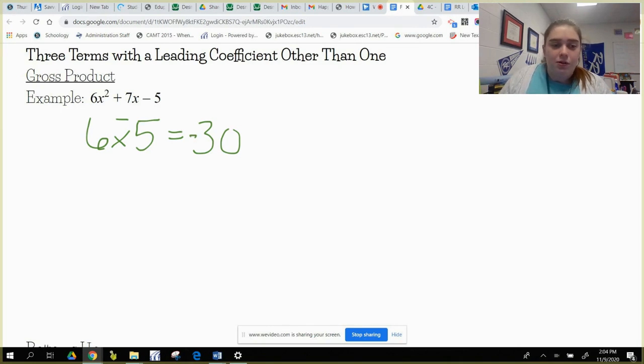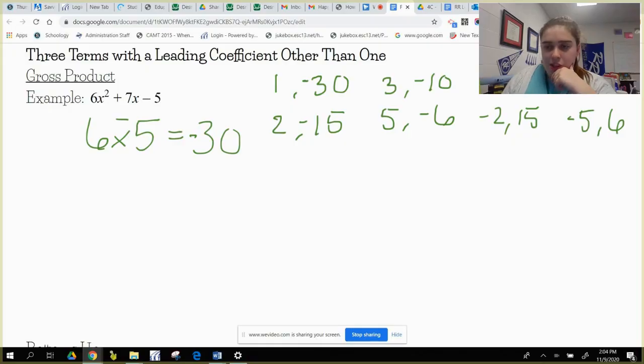Okay, so what we're going to do next is try to come up with those factors for this 30 again. Just like we were doing before, we're going to come up with a list of factors. If you want, you can do that on your own, okay? And I'll be writing the factors listed out for -30 on the screen right here.